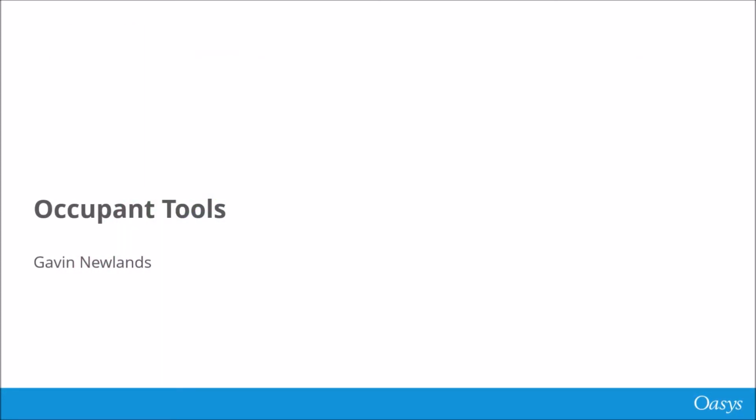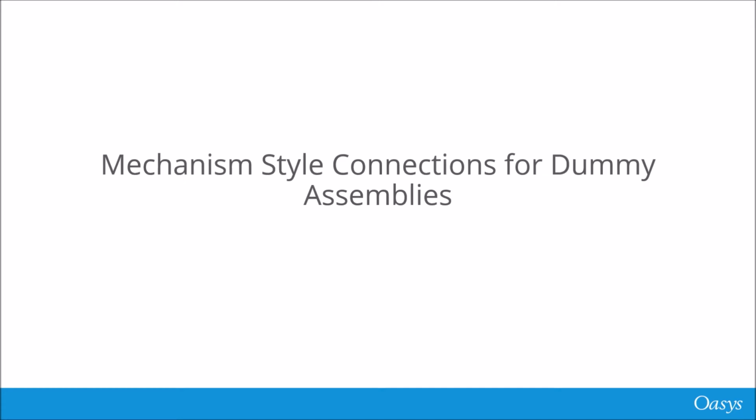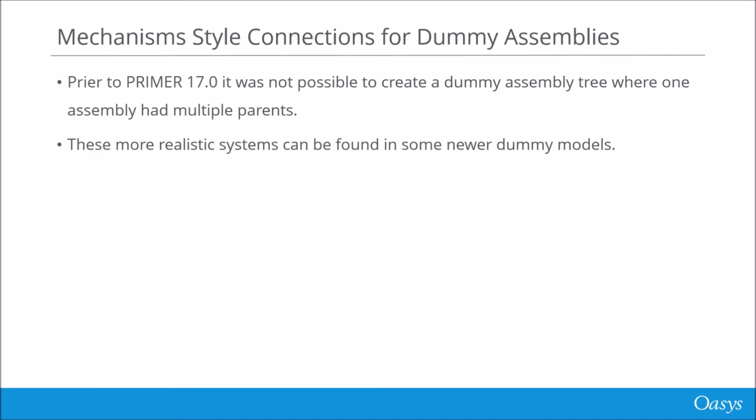Okay, so let's move on to Occupant Tools. And first of all, mechanism style connections for dummy assemblies. Prior to Primer 17, it was not possible to create a dummy assembly tree where one assembly had multiple parents. But these more realistic systems can be found in newer dummy models.